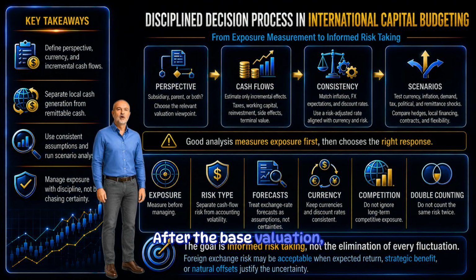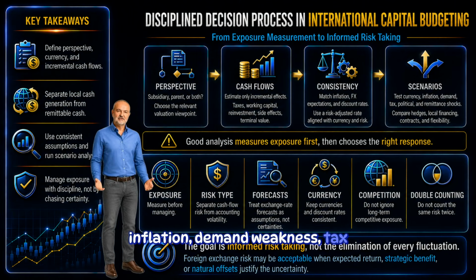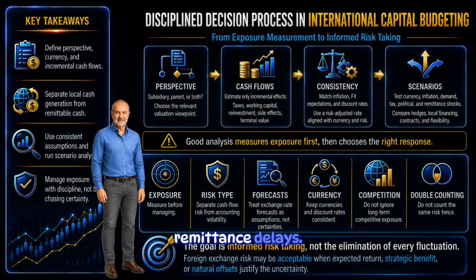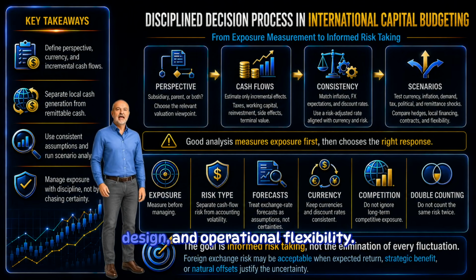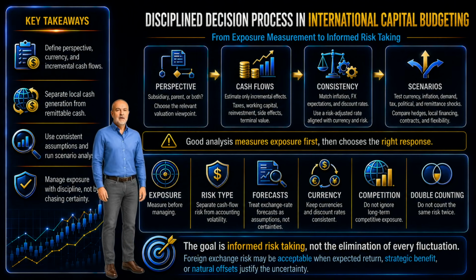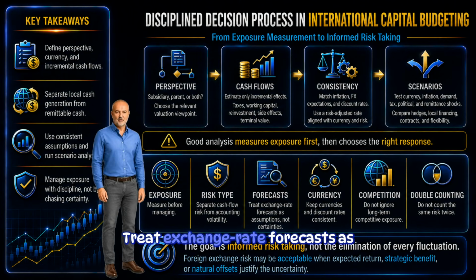After the base valuation, run scenarios. Examine currency movements, cost inflation, demand weakness, tax changes, political disruption, and remittance delays. Compare financial hedges, natural hedges, local financing, contract design, and operational flexibility. Remember the main principles. Measure exposure before managing it. Distinguish cash flow risk from accounting volatility. Treat exchange rate forecasts as assumptions, not certainties. Keep currencies consistent. Do not ignore long-term competitive exposure. And do not count the same risk twice.